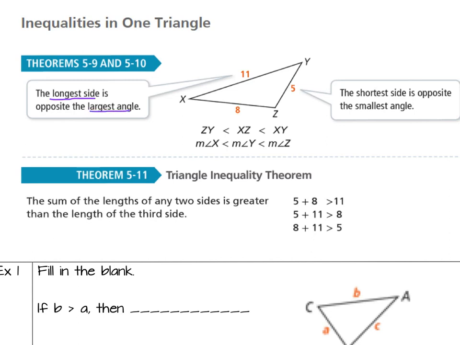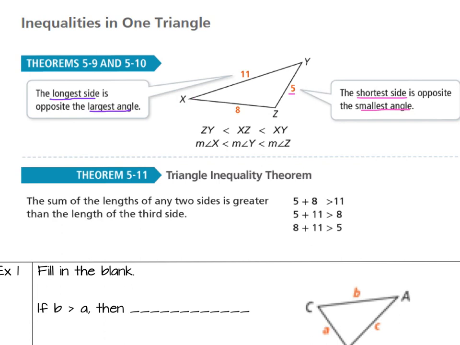Taking a look at XY on the far left, we have a side length of 11. That means angle Z at the bottom would be the largest angle. If 11 is the longest side, then Z is the largest angle. Now on the right-hand side would be the opposite of that. The shortest side in the triangle is opposite the smallest angle. If 5 has the shortest length for ZY, then angle X is the smallest angle.